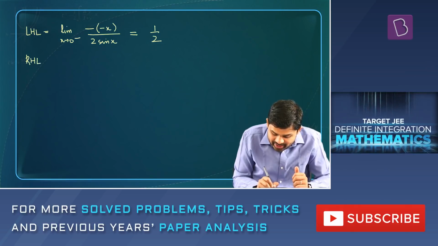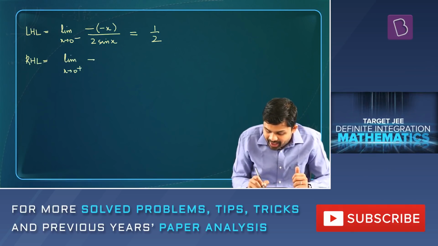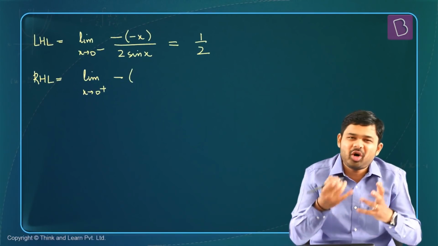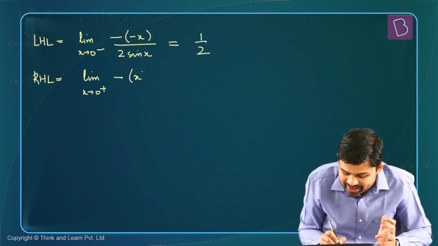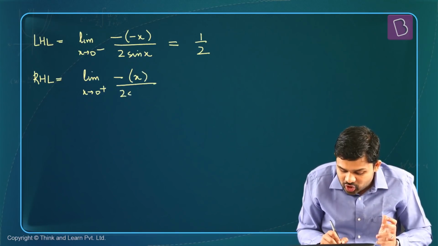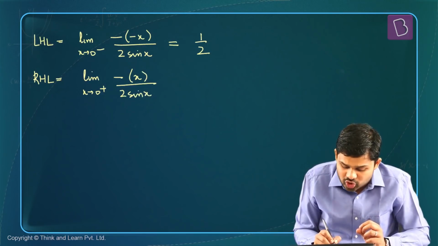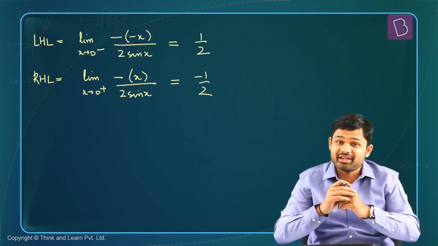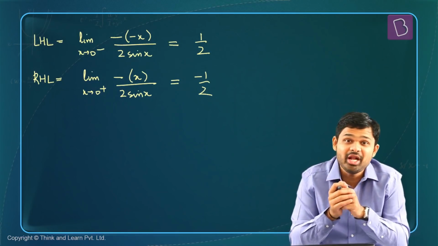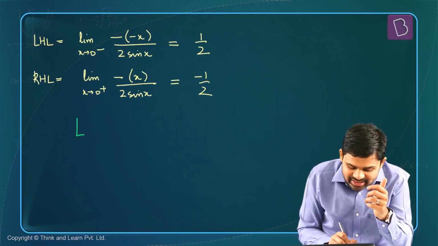What about the right hand limit? The right hand limit is limit x tending to 0 plus of minus of, now because x is a positive number and is approaching 0 from the positive side, mod x will be just x divided by 2 sine x. Again, sine x by x as x goes to 0 is 1. So this is equal to -1/2. Clearly, the left hand limit and the right hand limit are not equal. So since the left hand limit and the right hand limit are not equal, we can conveniently say that the limit does not exist.